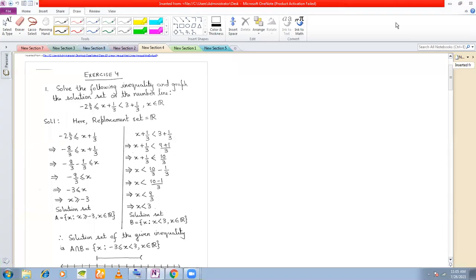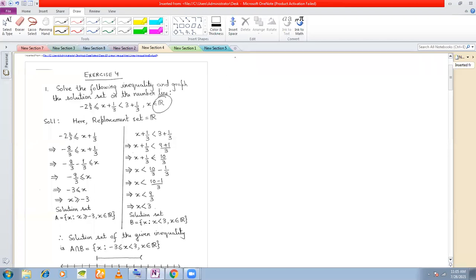From inequalities, the first problem that I would like to discuss is: solve the following inequality and graph the solution set on the number line. Now, such questions will be there in your question paper. One inequality problem is given to you every year. Okay, and mostly the replacement set is the set of real numbers. Mostly. Okay, let's write this.